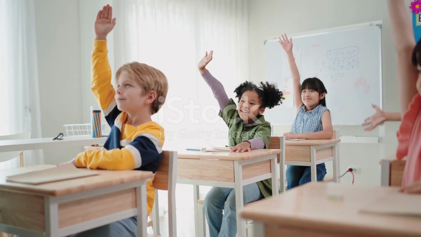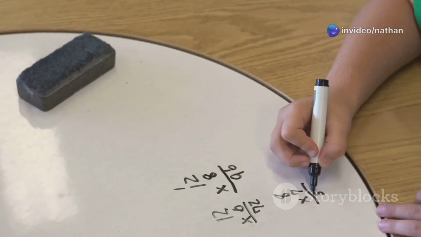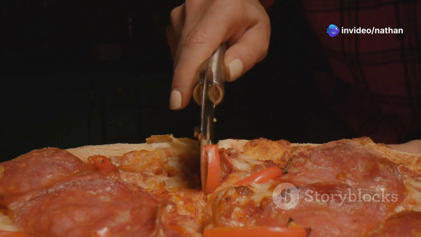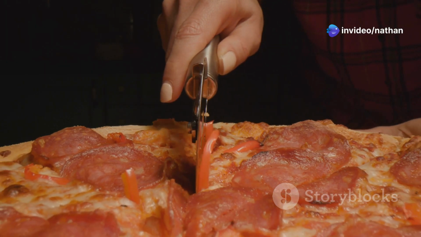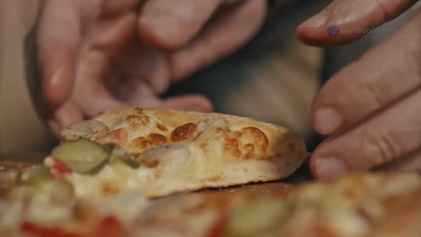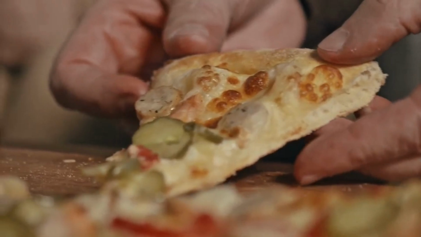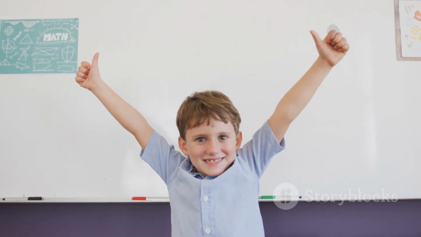First up, what exactly is a fraction? A fraction represents a part of a whole. Imagine you have a delicious pizza divided into 8 slices. If you eat 3 slices, you've eaten 3 out of the 8 slices, or 3/8 of the pizza. Simple, right? Fractions have 2 parts.